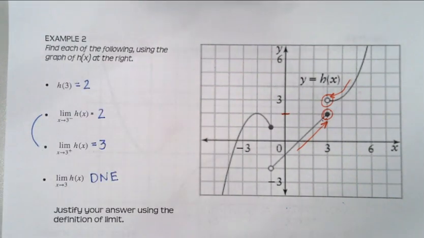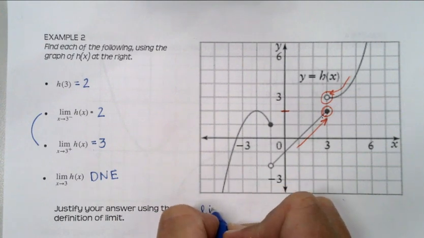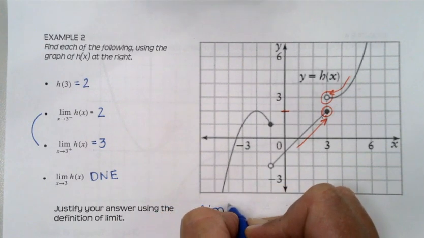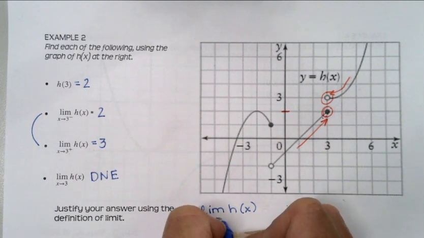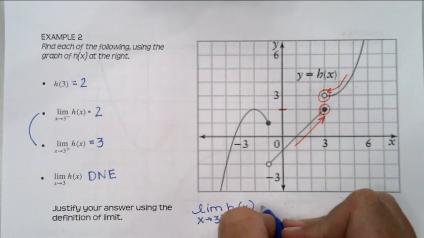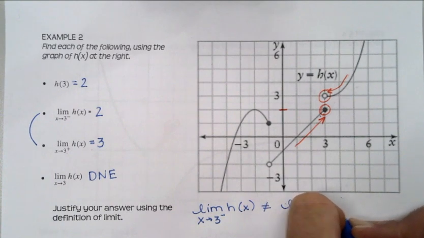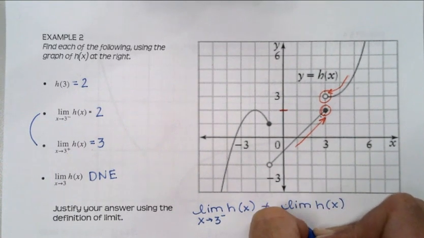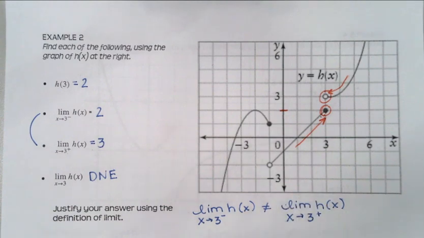But it is important that you use proper notation here. If this were a free response question, the notation needs to be very precise. So here's how we're going to say it. We're going to say the limit of h of x as x approaches 3 from the left is not equal to the limit of h of x as x approaches 3 from the right. No shortcuts on that notation. We have to write it that way to justify our answer.